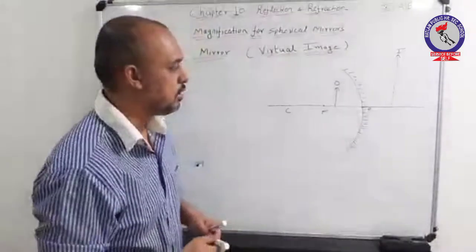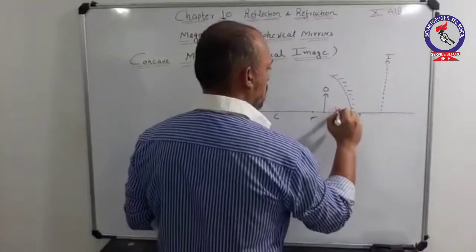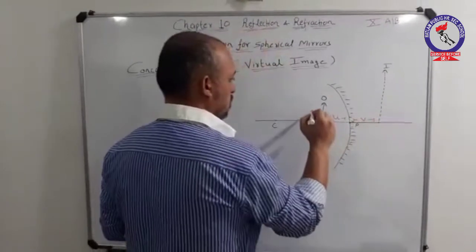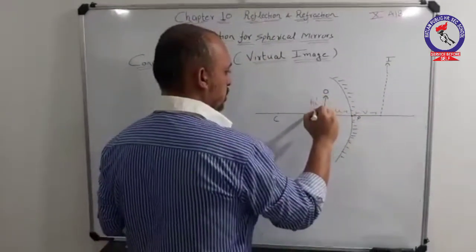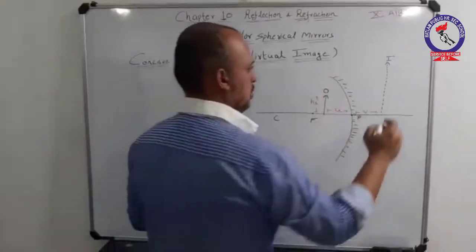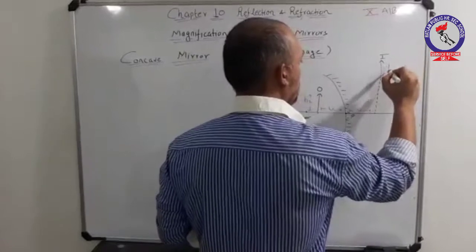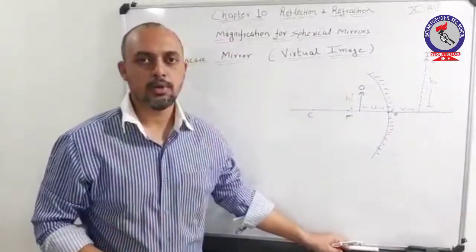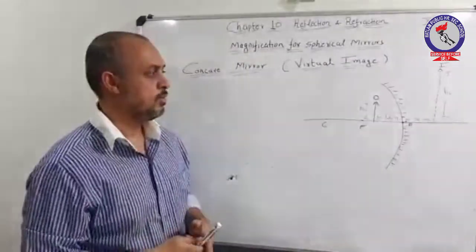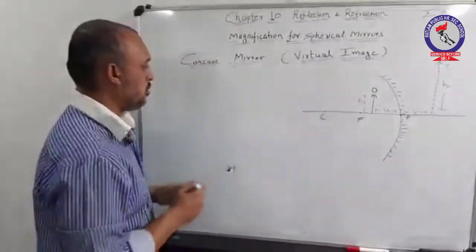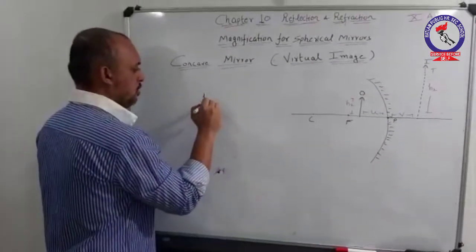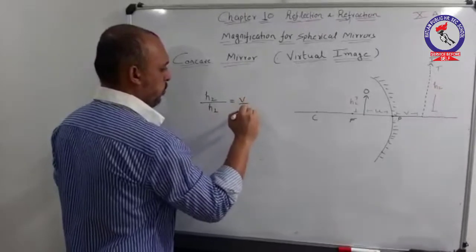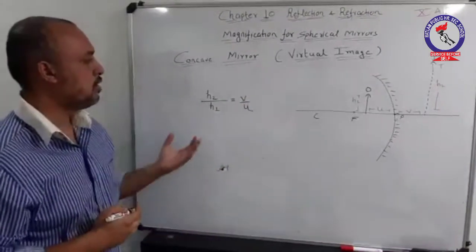Let us mark the various distances as U represents object distance, V represents image distance, H1 represents the height of the object, and H2 represents the height of the image. So considering these parameters, let's write the relation and give the polarities. So we have the relation H2 by H1 is equal to V by U, as this is the general relation.